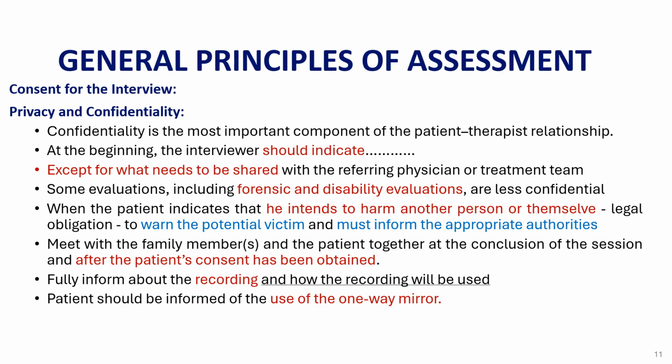Consent for the interview. Do take the consent for the interview, and it is an essential part. Privacy and confidentiality is also important. It should be indicated at the beginning that the things will be private and confidential, except for the situation where it is needed, like in forensic examination and disability evaluations. These are less confidential. If a person intends to harm another person or themselves, this also has to be reported to the appropriate authorities and to warn the potential victim. So these types of information and evaluation are less confidential.